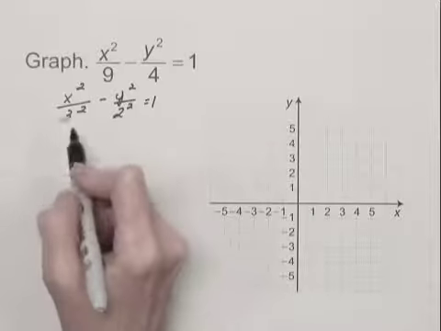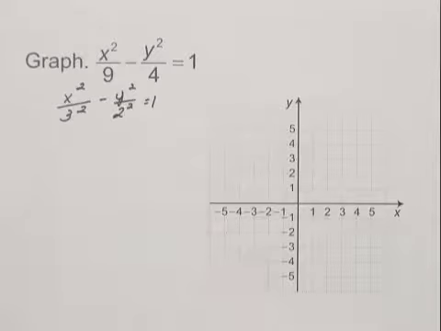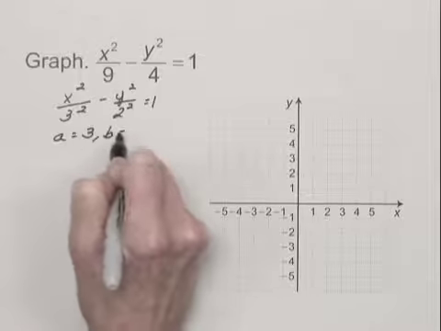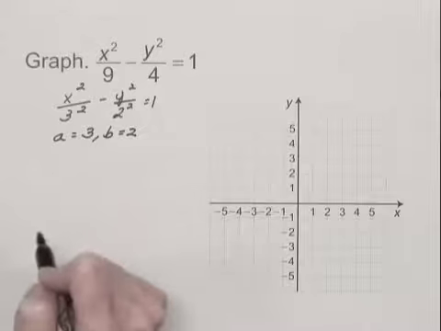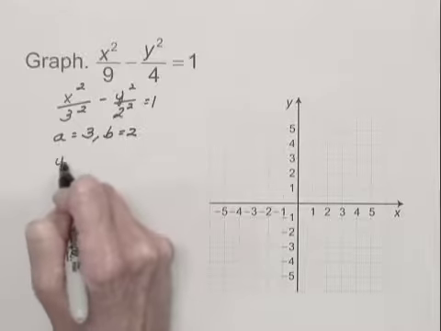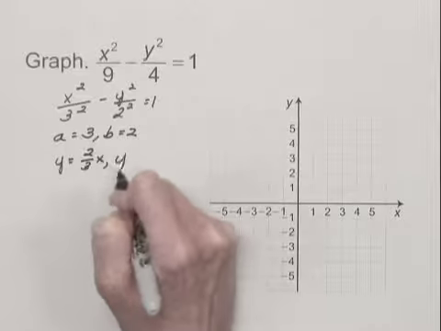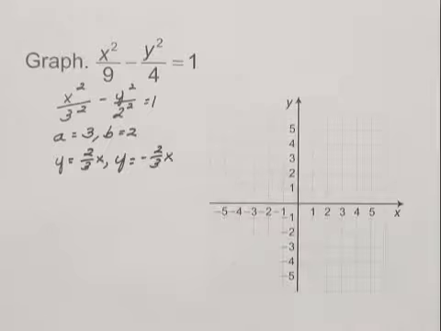Now this tells us that this is of the form x squared over a squared minus y squared over b squared. So a is 3 and b is equal to 2. And we know that the asymptotes, which are y equals plus or minus b over a times x, then are y equals 2/3 x and y equals the opposite of 2/3 times x.